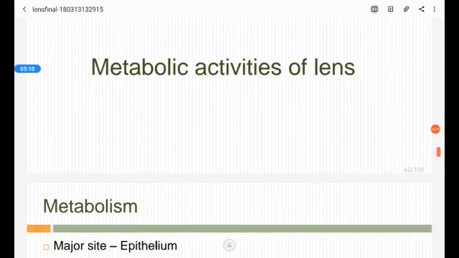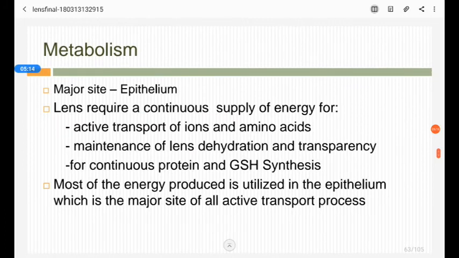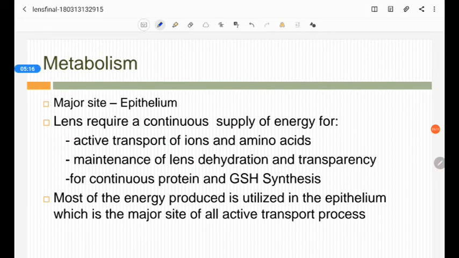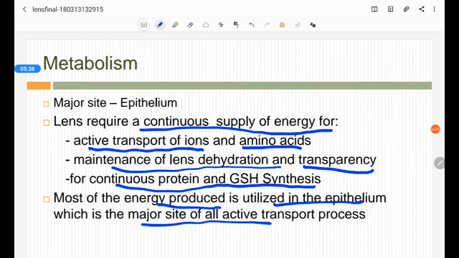Now the metabolic activities of the lens. The major site of metabolism is the epithelium, and the lens requires a continuous supply of energy for active transport of ions and amino acids, maintenance of lens dehydration and thereby transparency, and for continuous protein and GSH synthesis. Most of the energy produced is utilized in the epithelium, which is the major site of all active transport processes in the lens.